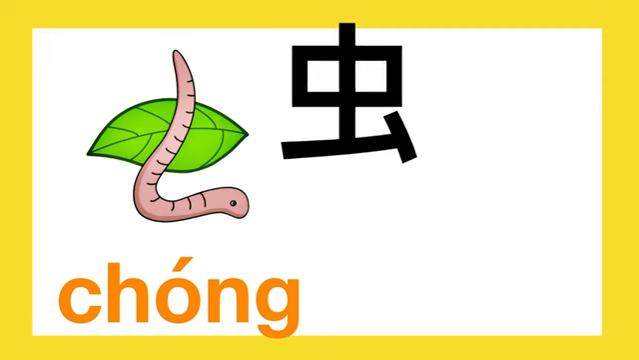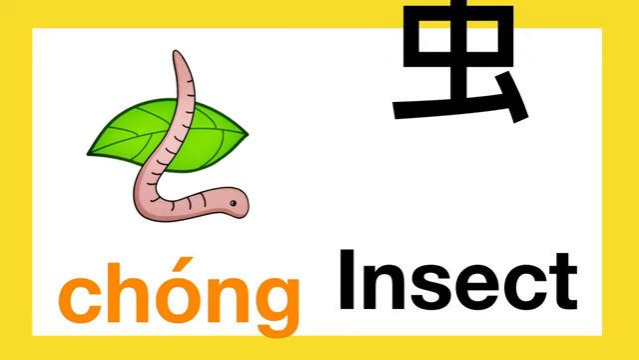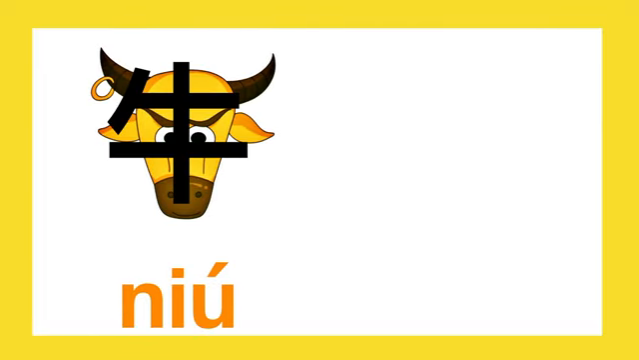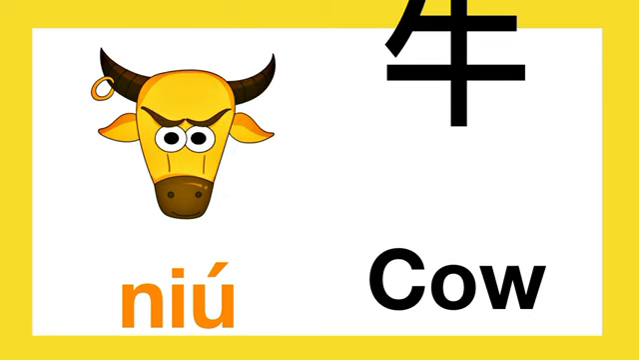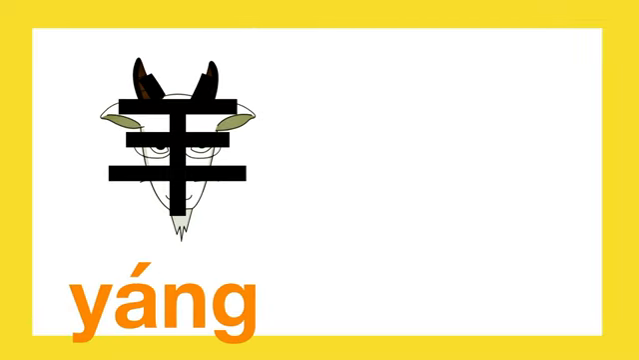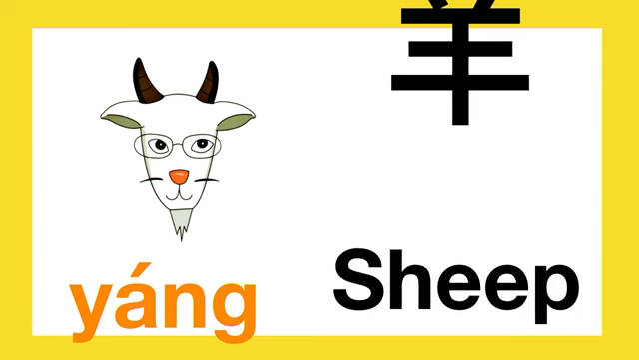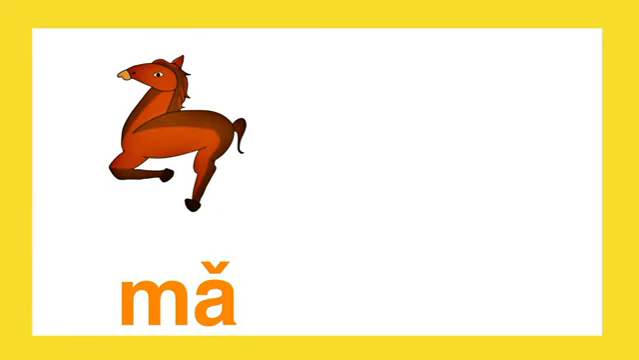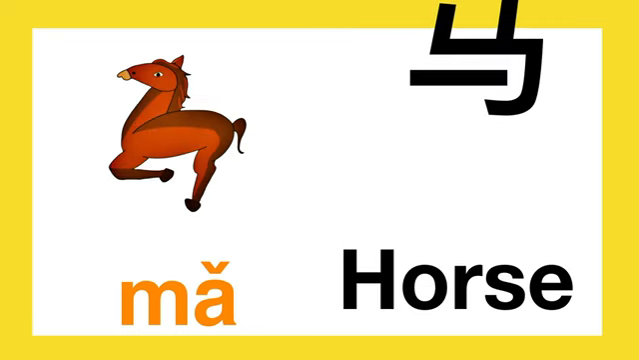虫. It means insect or bug. It looks like a worm on a piece of leaf. 牛. It means cow. It looks like the head of a cow or the head of an ox. 羊. It means sheep or goat. It looks just like the head of a sheep or goat. 马. It means horse. It looks like a horse running.